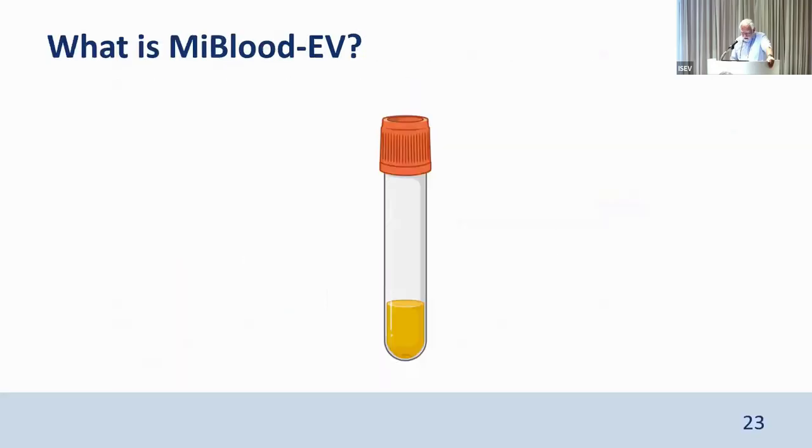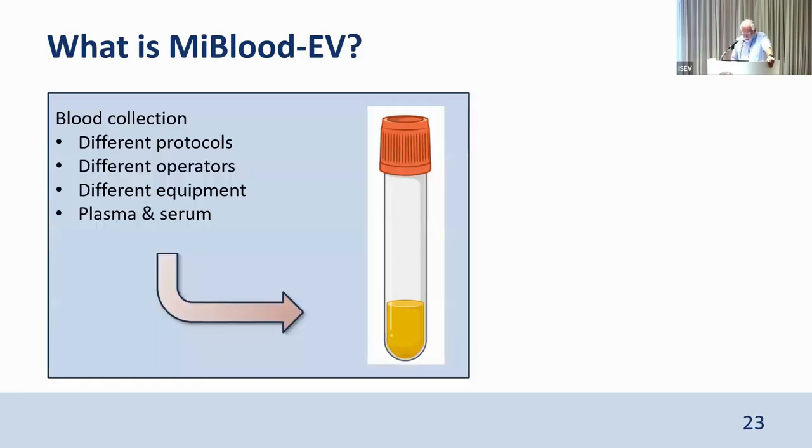Now, what is the idea of this paper? The idea of this paper is, and I think this is one of the most important messages of my talk, if you prepare blood plasma or serum, the sample has a very central key role. And what do I mean by that? Well, on the one hand, you collect blood, and you have a protocol, an operator, and equipment, and you have your end product, and the end product is plasma or serum. This is the end product of the pre-analytics.